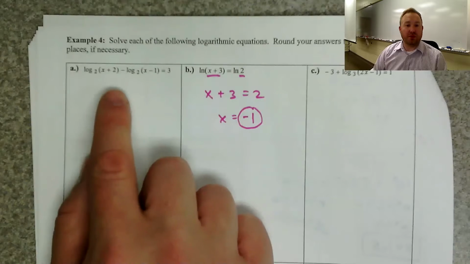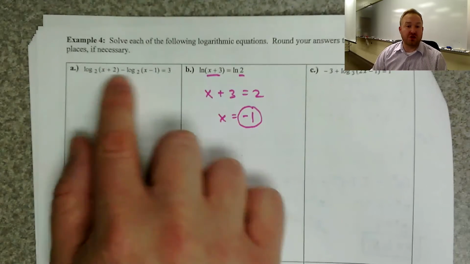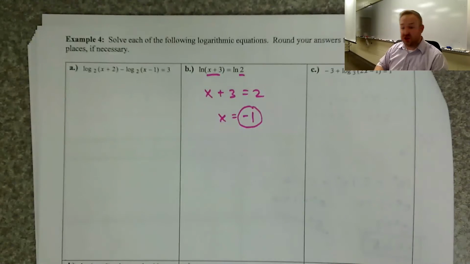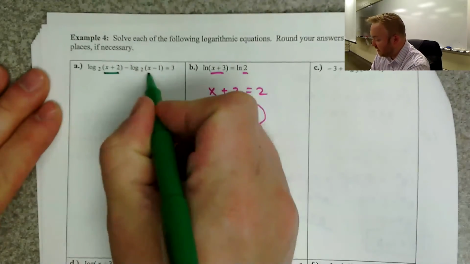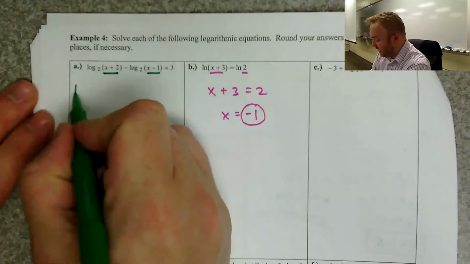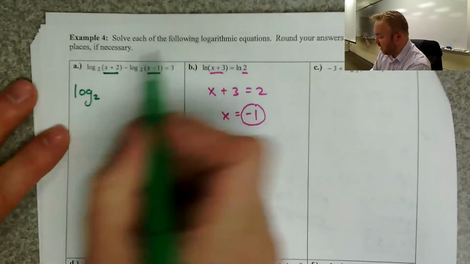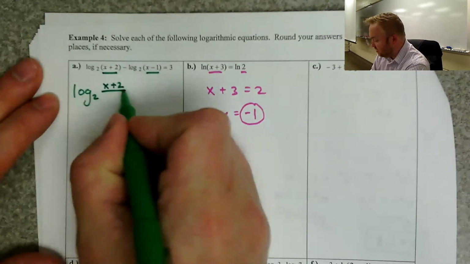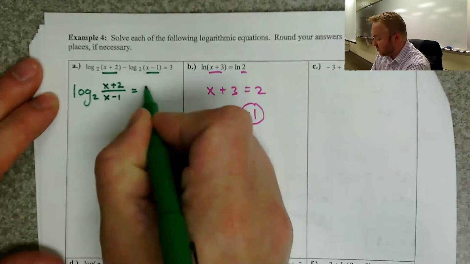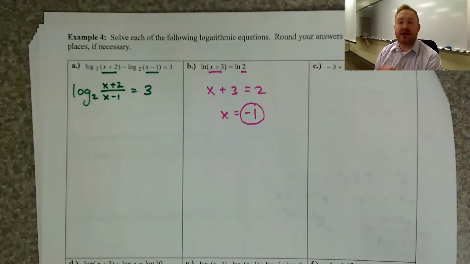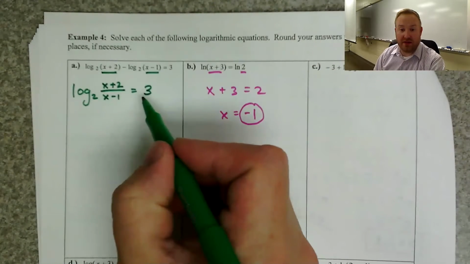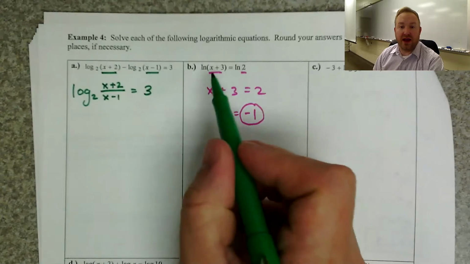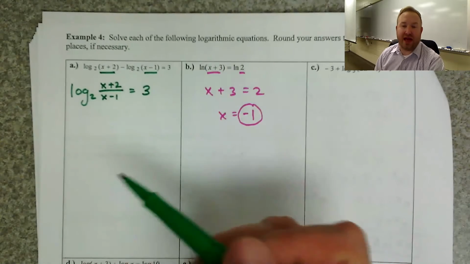So for problem A, first of all, we can just use our property here. These two logs are being subtracted, so we can combine these two logs by dividing their arguments. So I'll have the log base 2 of x plus 2 divided by x minus 1 equals 3. Now, what's unique about this problem is that there's no log on the other side, right? In problem B, I had the log of one thing equals the log of another thing. I had two logs that were equal. I don't have that here.